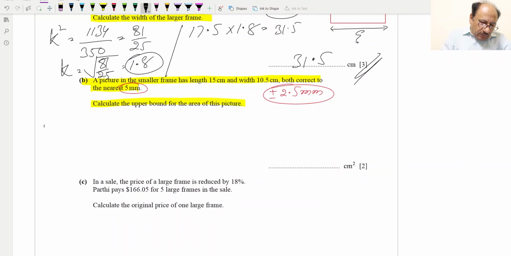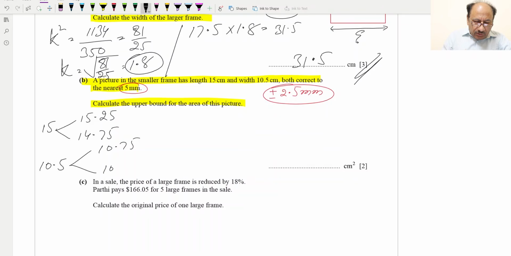So we can check the upper bound and lower bound of 15. This will be 15.25, we are adding this, and subtracting will be 14.75. Similarly, we can check for the 10.5 also, upper bound and lower bound. Upper bound will be 10.75 and lower bound will be 10.25. Now this is upper bound, this is lower bound. Now the question is to calculate the upper bound of the area.